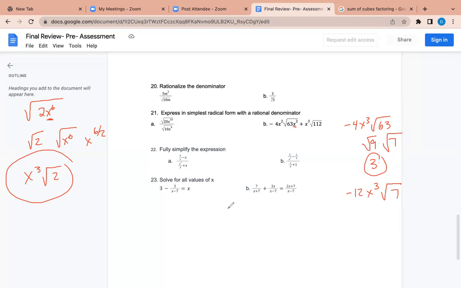And then x cubed radical 112. This is what? My brain's not working right now. I'm sleepy.